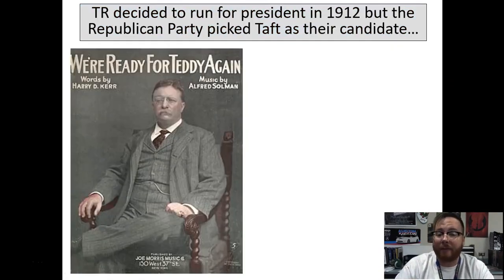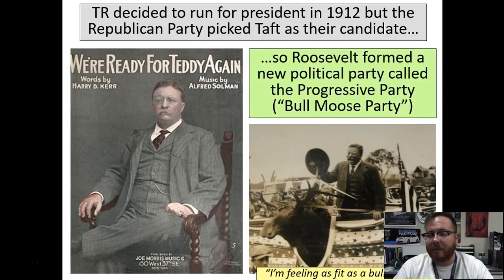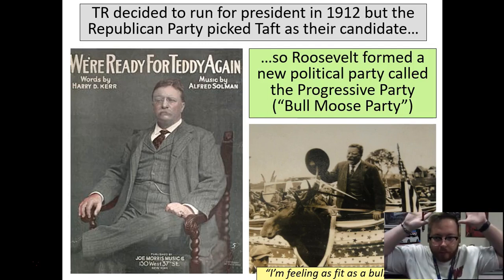Anyway, Teddy Roosevelt, after that, decided to run for president again. This would be his third term. He decided to run for president in 1912, but the Republican Party picked Taft as their candidate. This is an ad that says, "We're ready for Teddy again." So because the Republican Party did not pick Roosevelt as their candidate, Roosevelt decided to say, you know what? I'm not quitting. I'm going to start my new party. I'm going to call it the Bull Moose Party. He called it that because down here at the bottom it says, "I'm feeling as fit as a bull moose." A bull moose is a male moose with the big moose antlers.